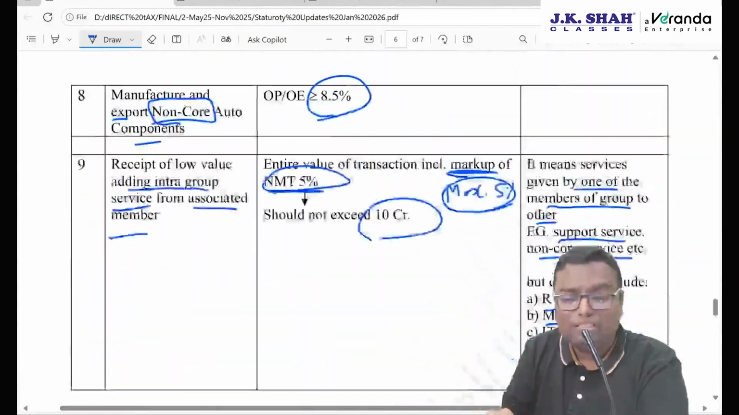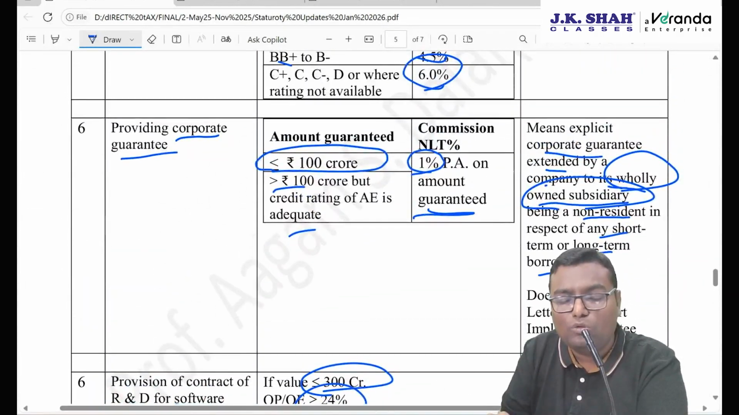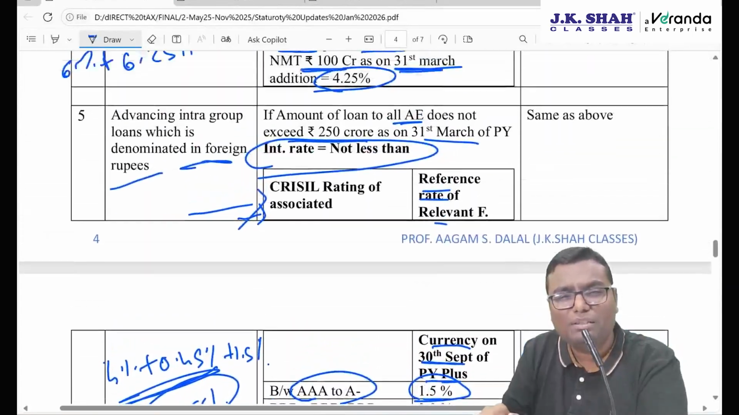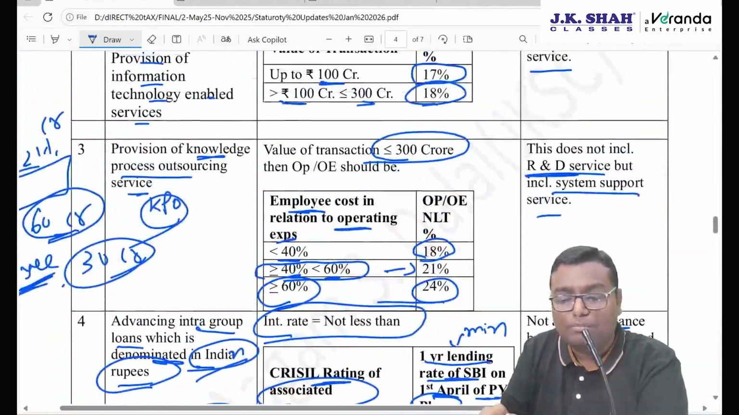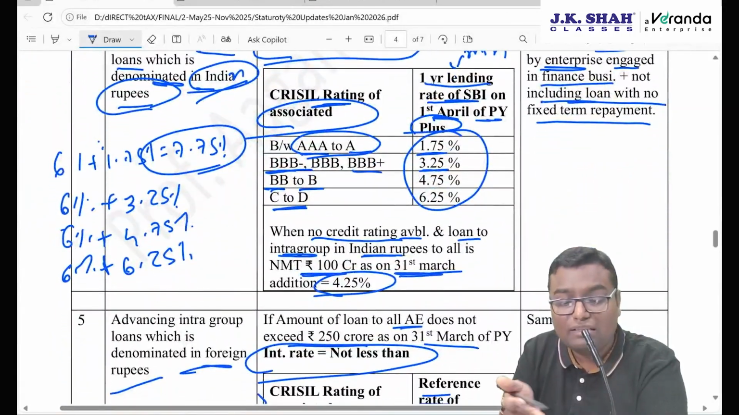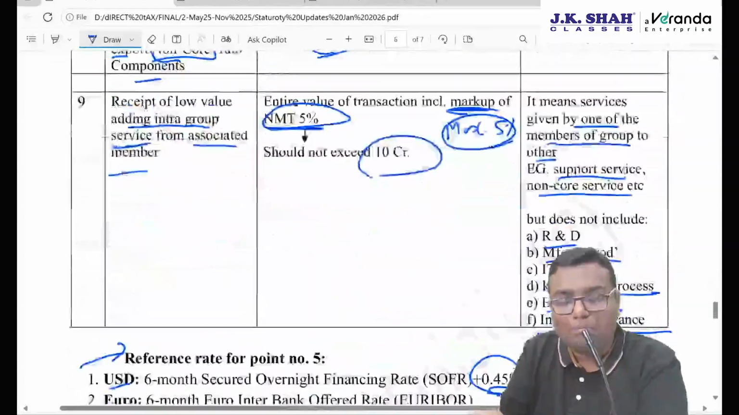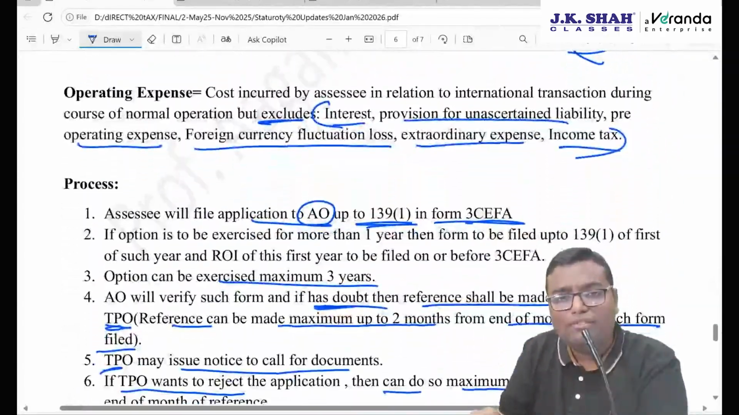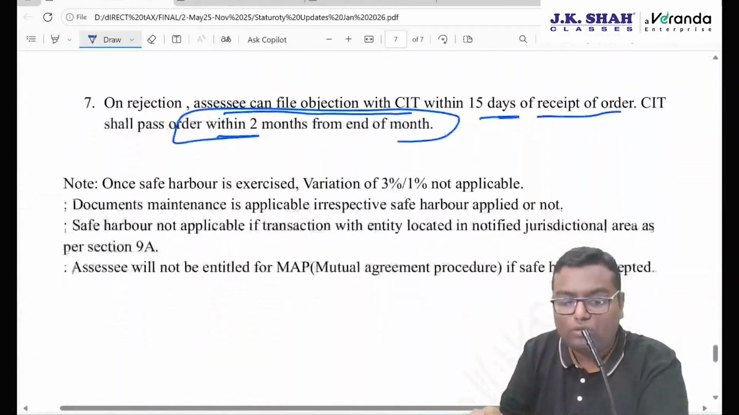And see, whatever they have said is actually high income only. Very few people will adopt safe harbor rules because the profit margins that they are saying, 17%, 18%, 21%, 24%, and the interest rate that they are asking us to charge, it's a huge amount. So only if I want to play very safe, I will go for the safe harbor rule.